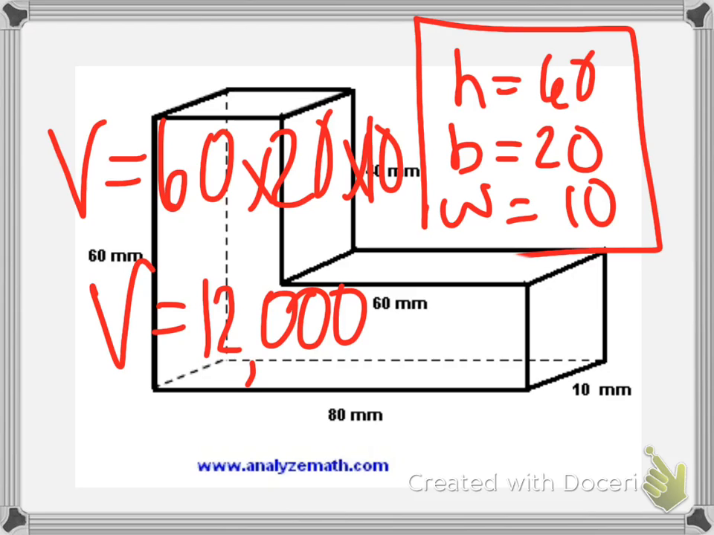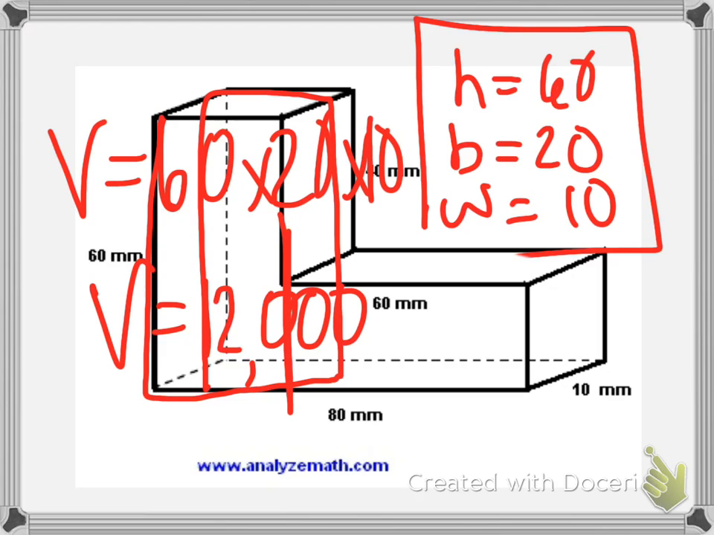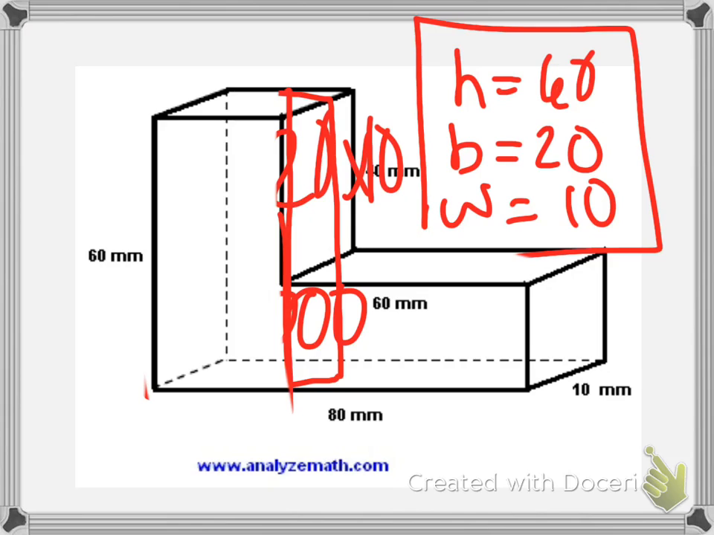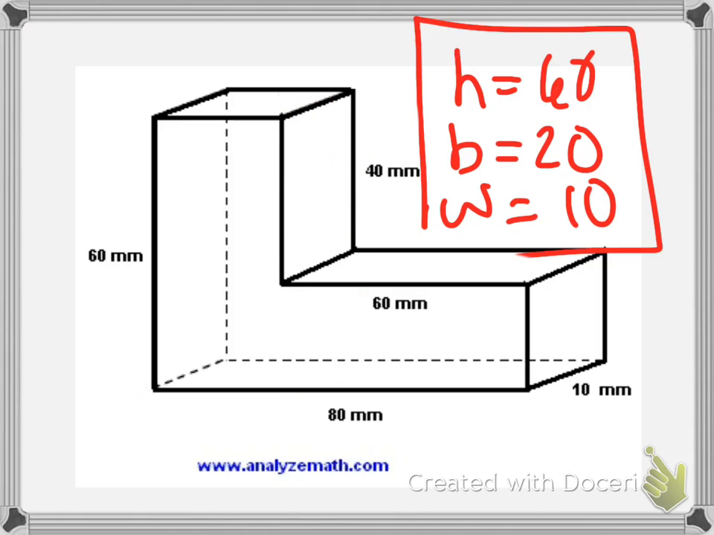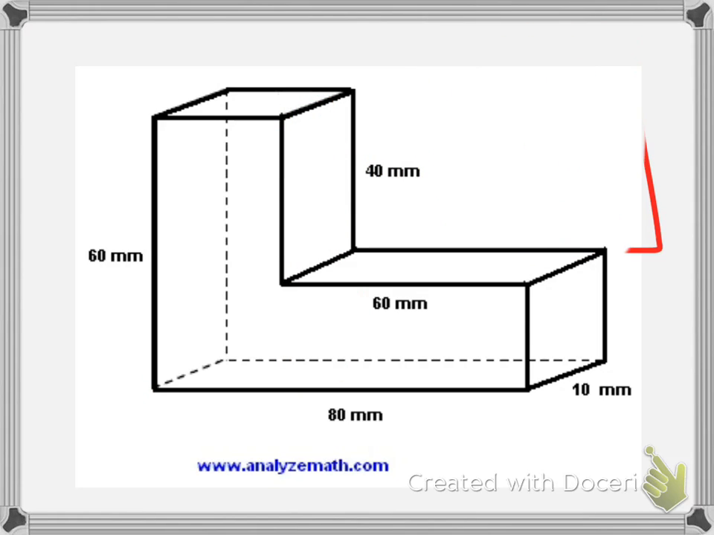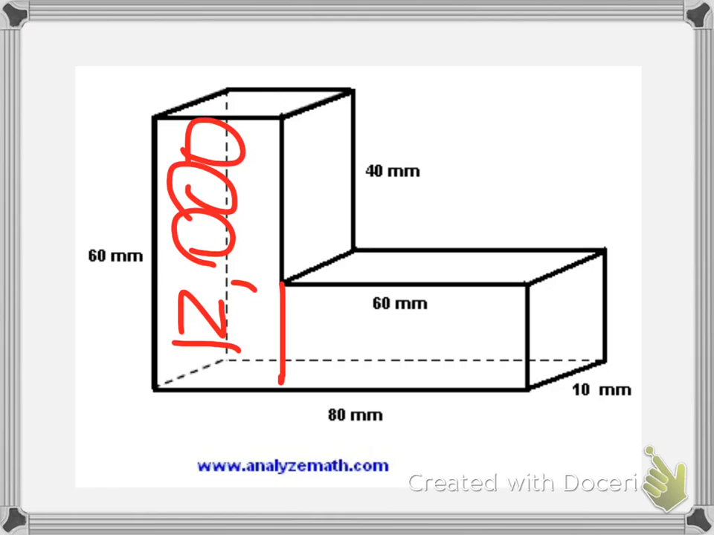Now that's not the volume for the entire thing. That's the volume for this shape right here. So let me erase everything and make everything a little easier to see and visualize. So we said that the volume of this shape right here is 12,000. Now let's move on to this. As we defined before, we said this one was 20, right? Okay, yeah, so we got that was 20.